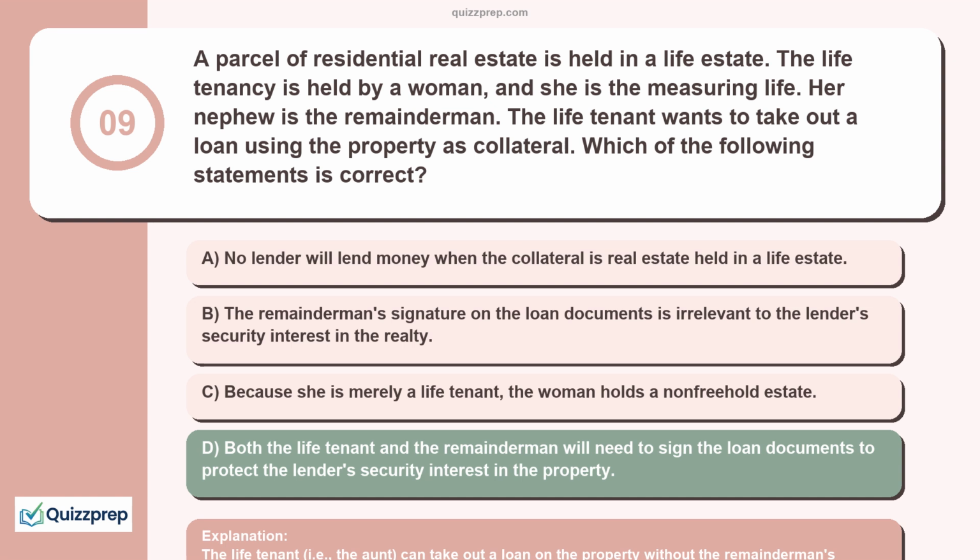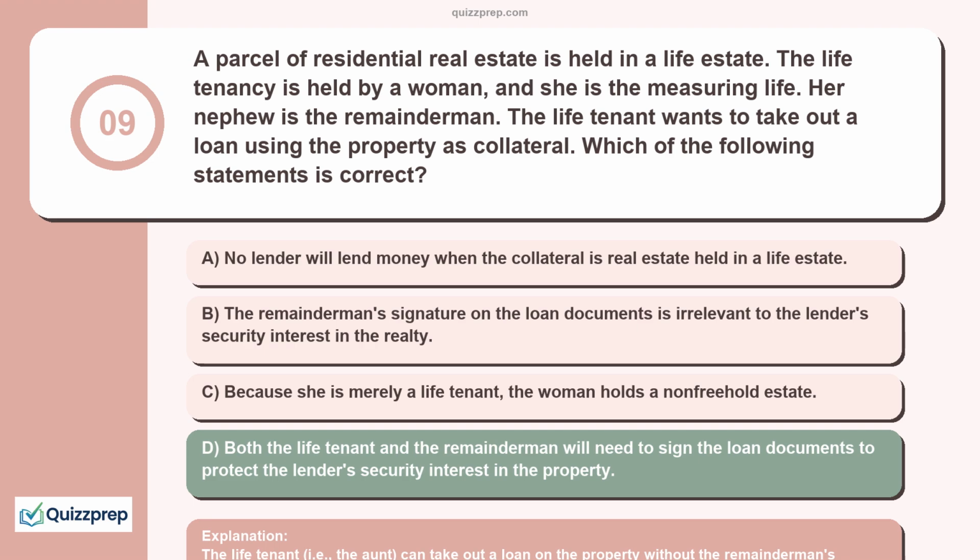The same would be true if the property were being sold. Both the life tenant and the remainderman would need to sign the deed in order to ensure that the buyer's ownership interest in the property would continue after the life tenant dies. Test-taking tip: remember, a life estate is an estate of ownership, aka a freehold estate.